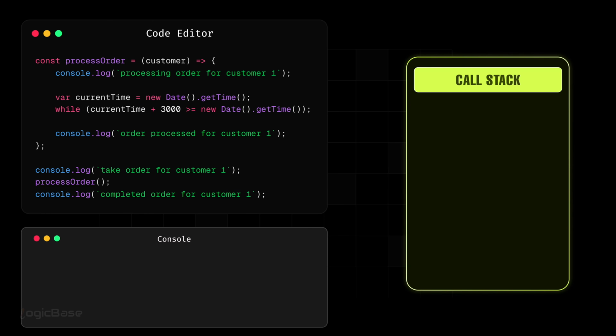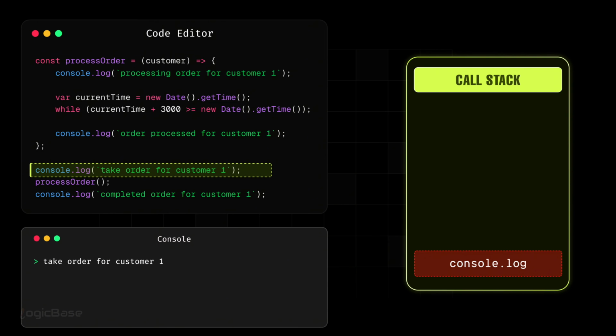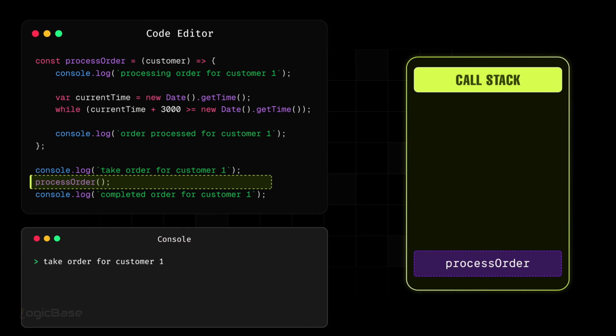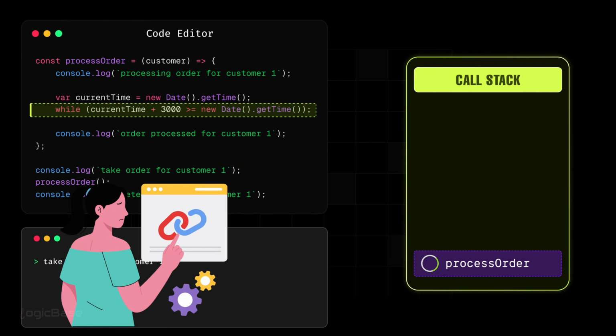For example, console.log is pushed. It prints to the console and then it's popped off. When it hits the process order function, that goes onto the stack. If there is a 3-second while loop inside, the call stack remains occupied. The browser is blocked, the user can't even click a button. This is the last in, first out, or LIFO, nature of the stack.